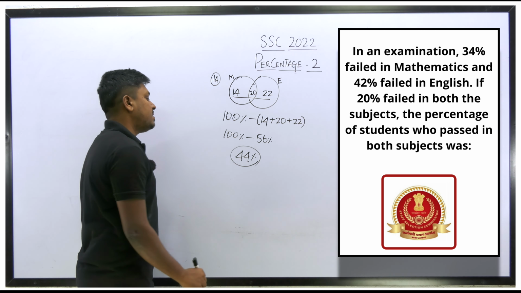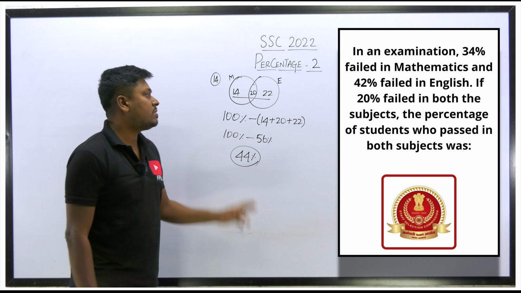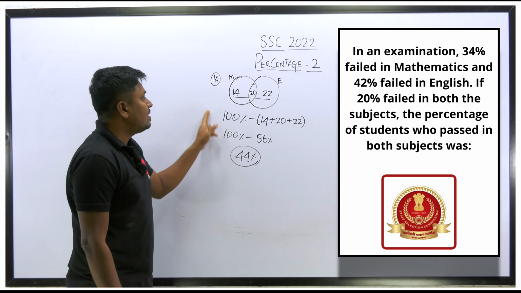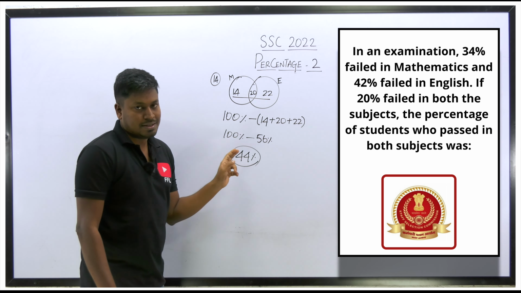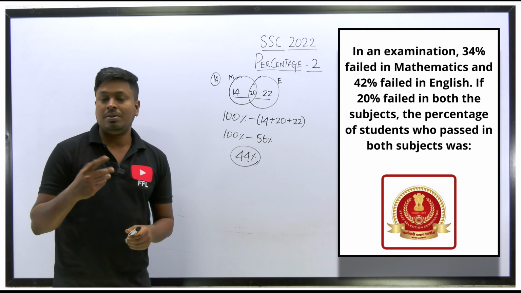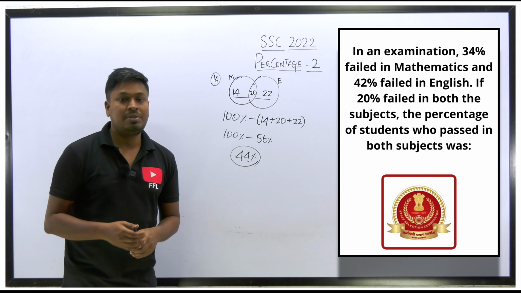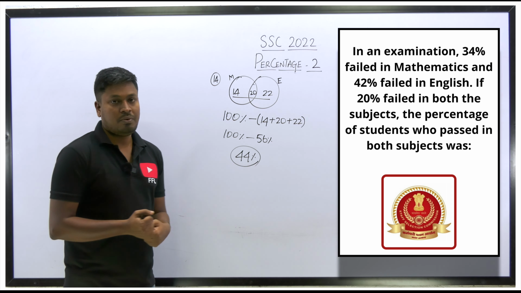So 44 percent will be the total number of students who cleared, because all the values we have written here are the students who failed. After subtracting the failed percentage from the total percentage, the resultant answer will be the total number of students who cleared both the subjects. Got it? So this will be the answer for question number 14.